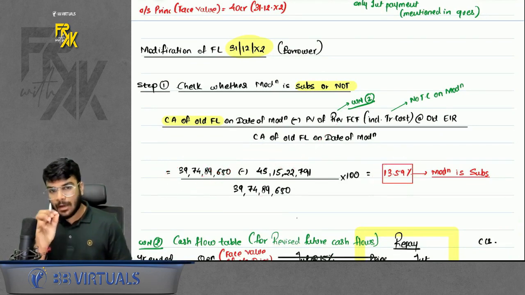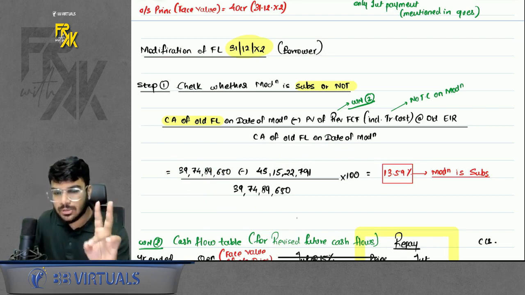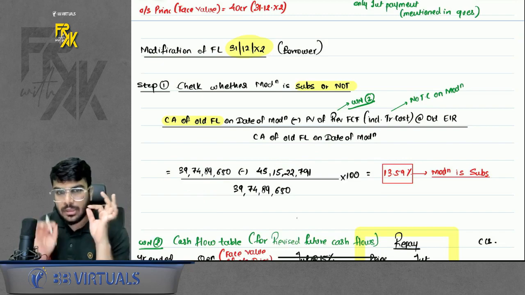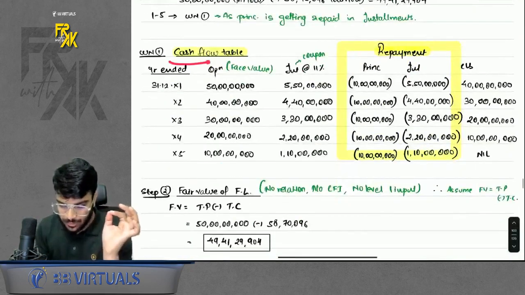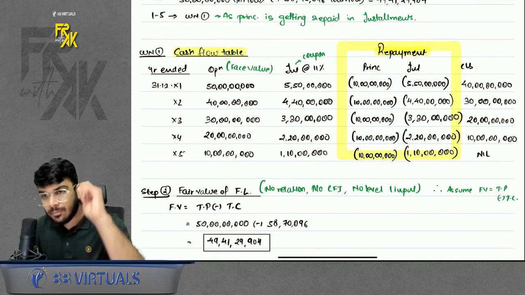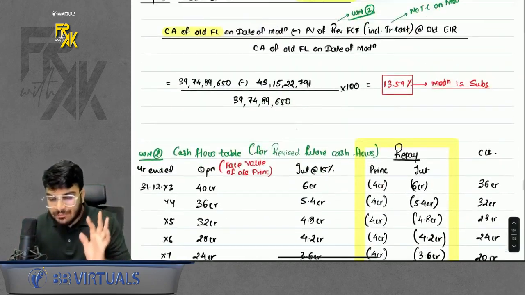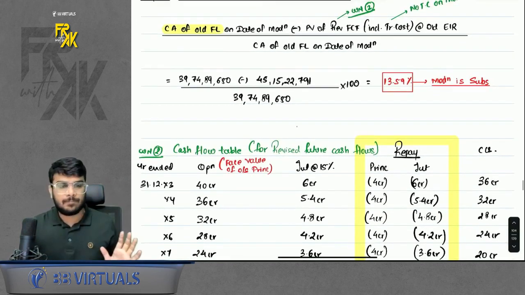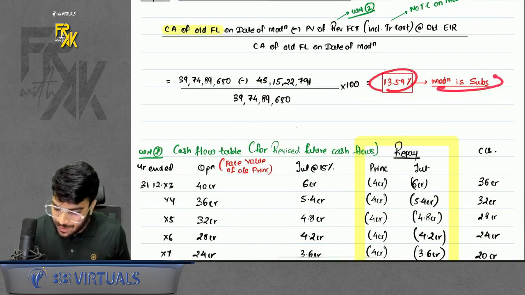Do remember, before proceeding further, what are the two most important points in this question? The two most important points are preparing the cash flow table in the before modification part as well as during the modification part. This question seems to be lengthy only because of this part. Otherwise it is simple. Okay, so we got the modification as substantial.